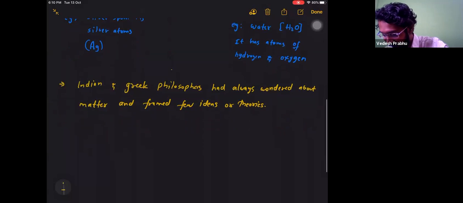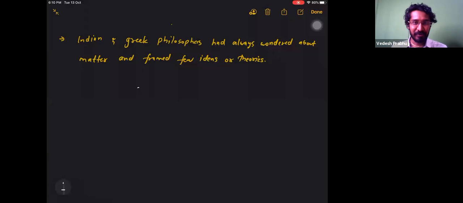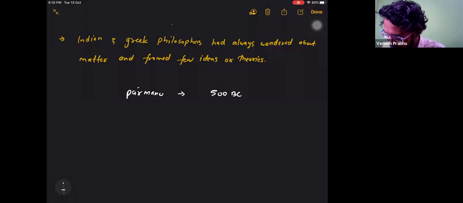So we have this great Indian philosopher, who had given us, somewhere in the scriptures, it is written about the Parmanu. But we couldn't agree on that, because we just need to have the proof. Science works in that way. Without proof nothing is agreed. So I'll just write about this Paramanu, which is in 500 BC or so.